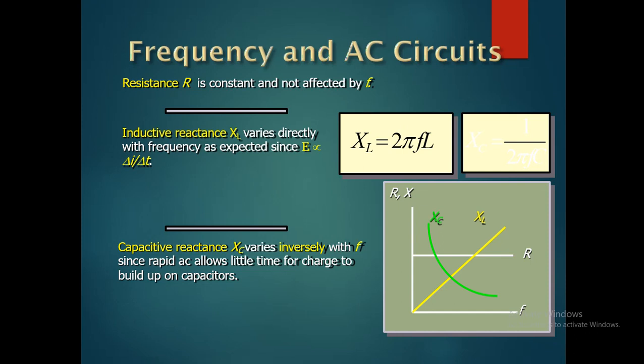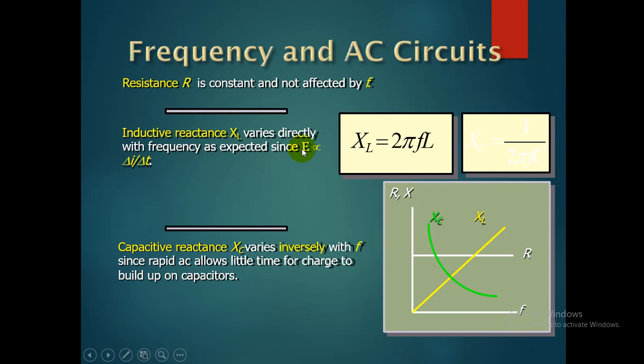Now, frequency in AC circuits. Here we can see the frequency values. Resistance is always independent of the frequency. It is not affected by the frequency. Thereby, when we see the graph between resistance and frequency values, even though you are going from 0 to higher values of frequency, the resistance won't change. When you see the inductive reactance, XL varies directly with frequency as expected.